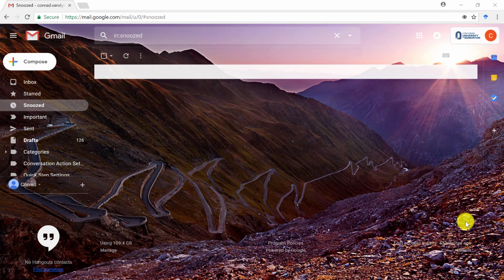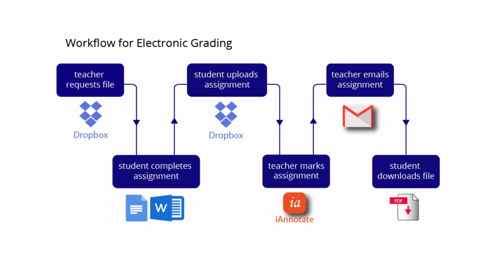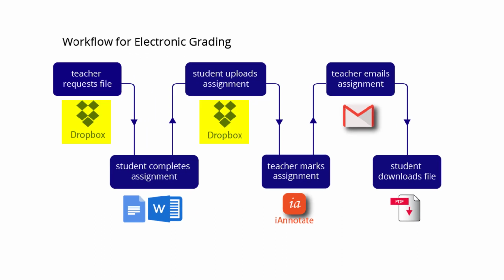In this video, I just want to talk about how you can sync Gmail with iAnnotate. And in a couple of previous videos on electronic grading, I've talked about how you can use Dropbox instead of Gmail. But if you think that Gmail is more secure, and I think you may be right about that, then you'll want to know how to set up Gmail effectively so that it syncs beautifully with iAnnotate.